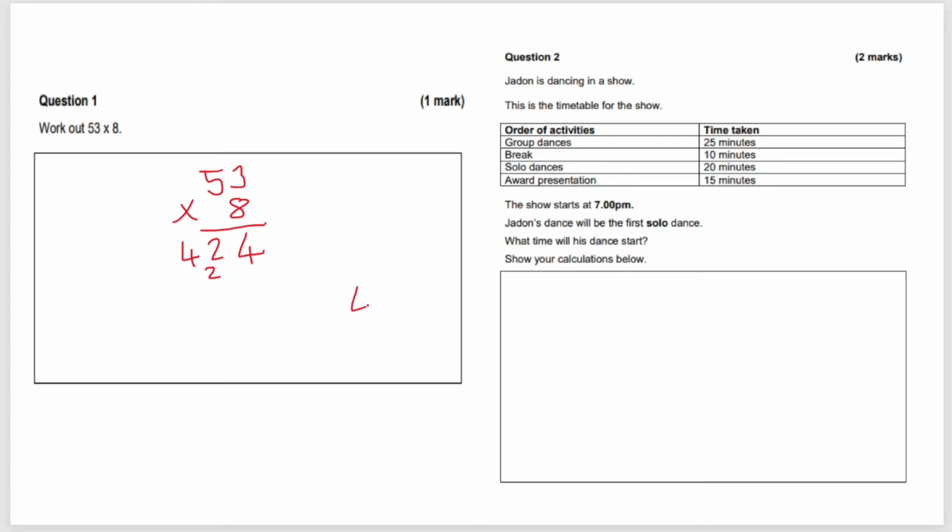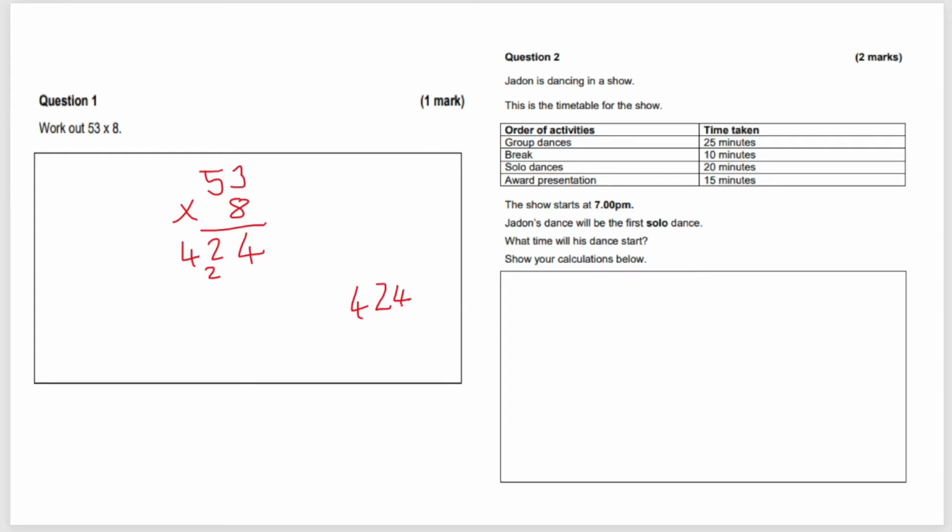Just put that there. So question 2 is 2 marks. Jaden is dancing in a show. This is a timetable for the show. So the timetable is below this. The show starts at 7 p.m. Jaden's dance will be the first solo dance. What time will his dance start?